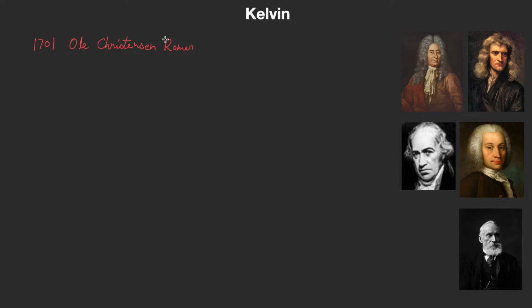He based the thermometer on the freezing and melting point of water, and the freezing point was 7.5 and the boiling point was 60. FP for freezing point was 7.5, and BP for boiling point was 60. And his scale was divided into 60 degrees.